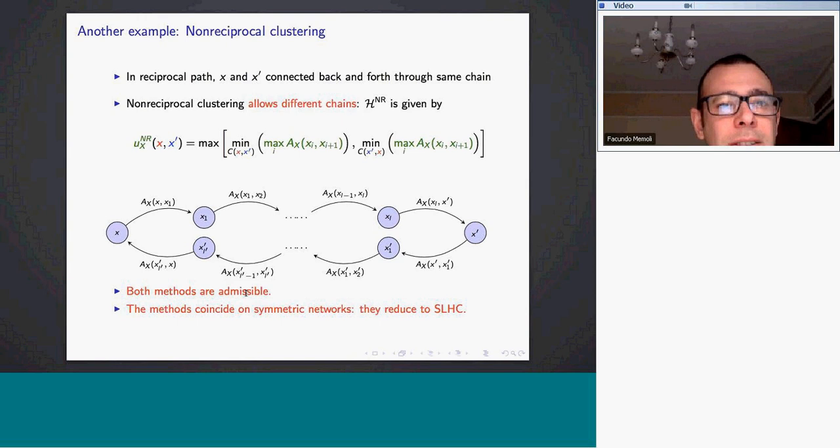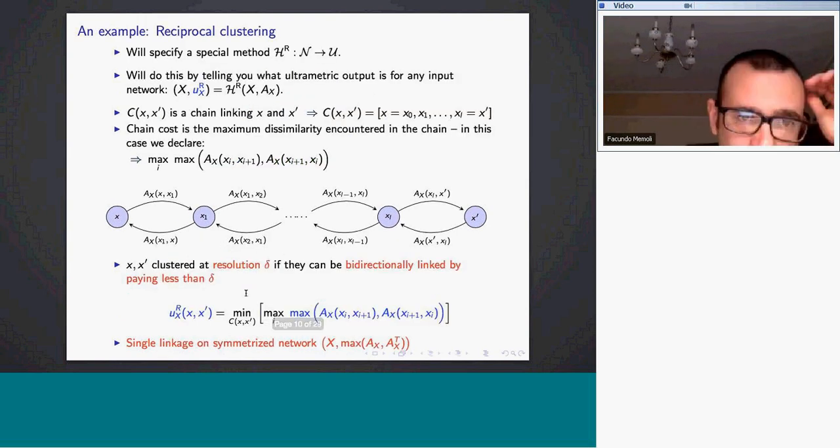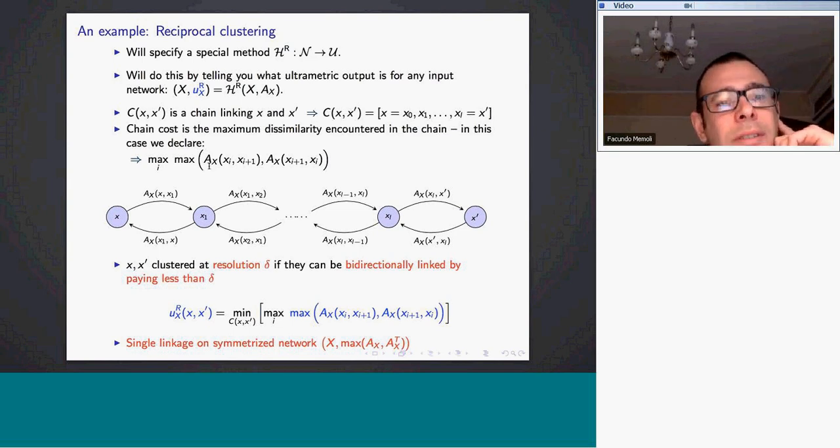One observation, and go back to the reciprocal method. Suppose that you're given a symmetric network with disparity A_X. When you take this minimum, you get the same value A of x_i to x_i plus 1. So in fact, the reciprocal hierarchical clustering reduces to single linkage.